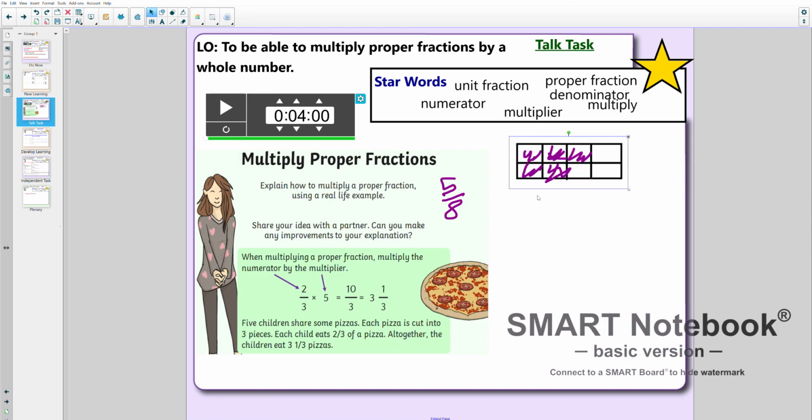Why is it not copying? Let's see. Aha, there we go.